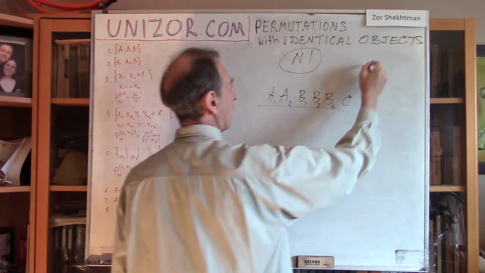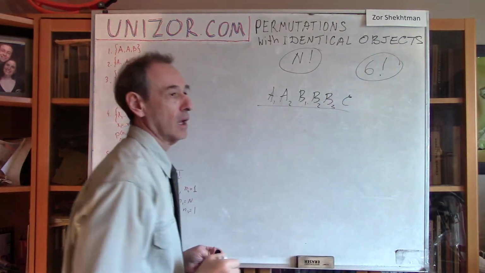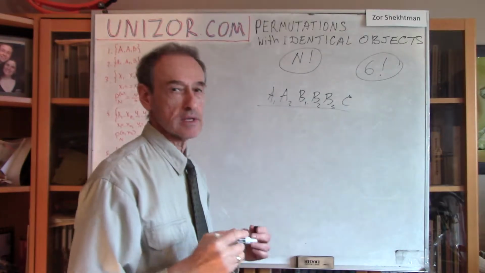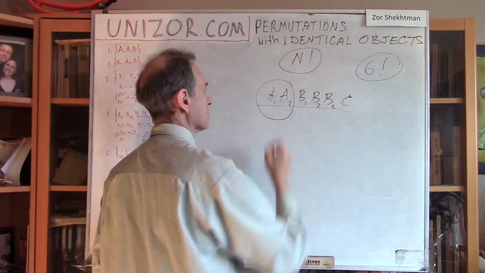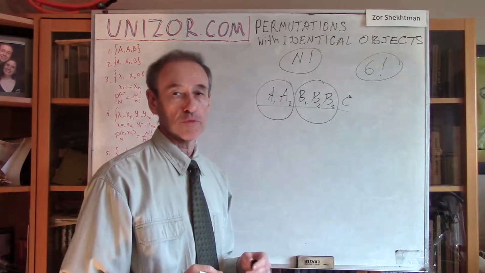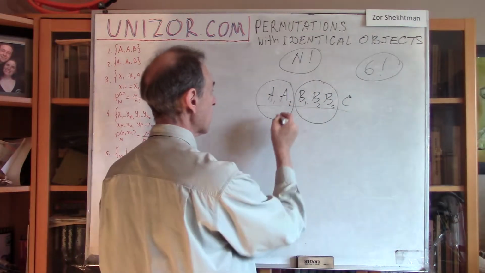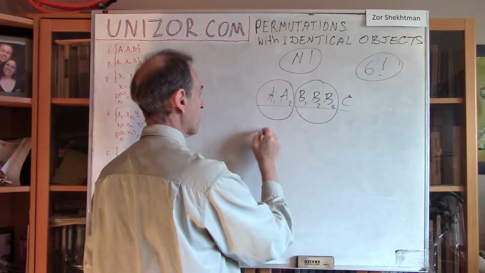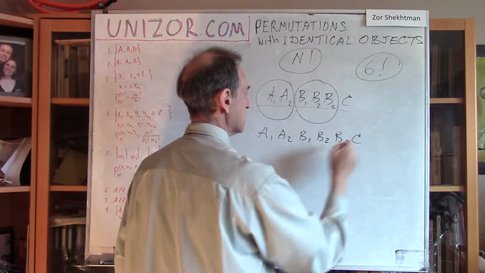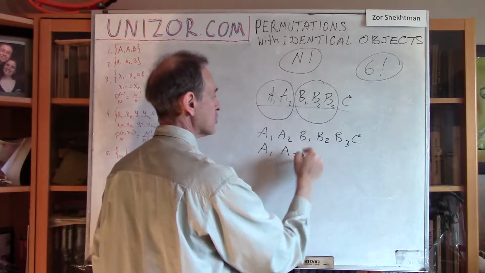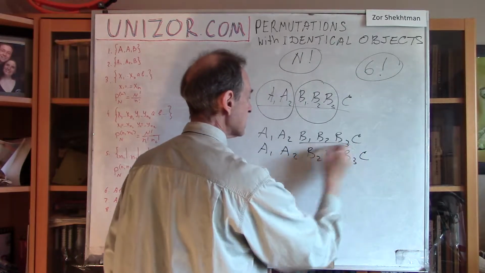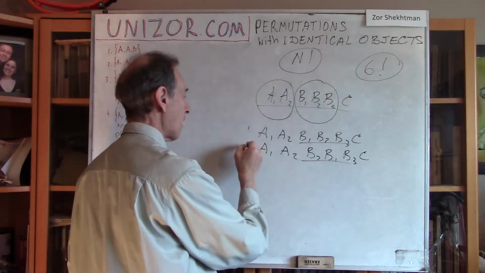What I can say is that out of 6 factorial different permutations, I have to divide this by the number of permutations of the group of 2 and the number of permutations of the group of 3. Why? Because let's take any one particular permutation, A1, A2, B1, B2, B3, and C. Now I repeat it, but change the order of these: B2, B1, B3, C. These are indistinguishable, so these are the same permutation.